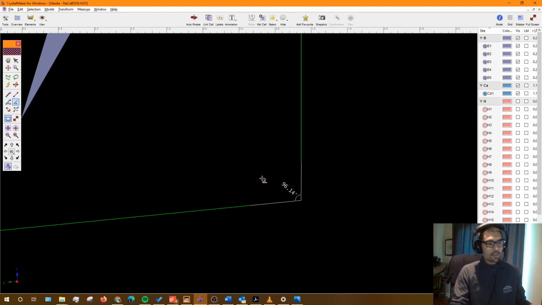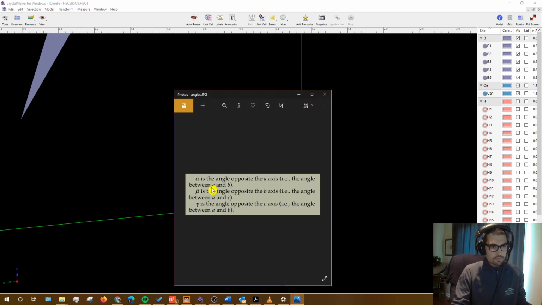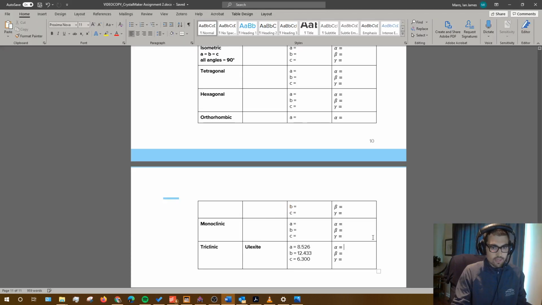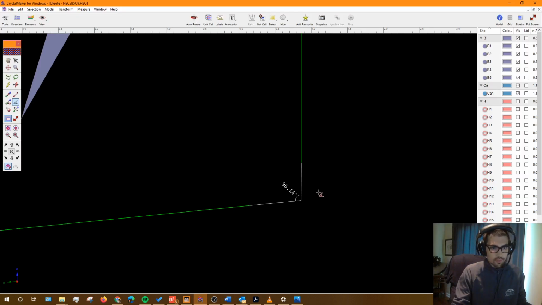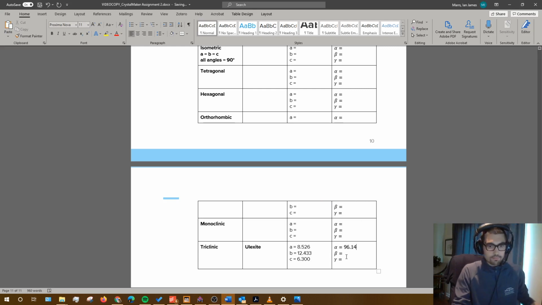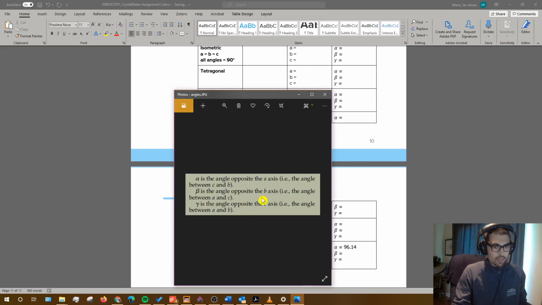Okay, so the angle, based on the vectors, between B and C, which, based on the textbook, I know is the alpha angle. The alpha angle is equal to 96.14 degrees. So we go back to the data table, alpha, 96.14. Good. Now we want to measure the beta angle. The beta angle is the angle between A and C.